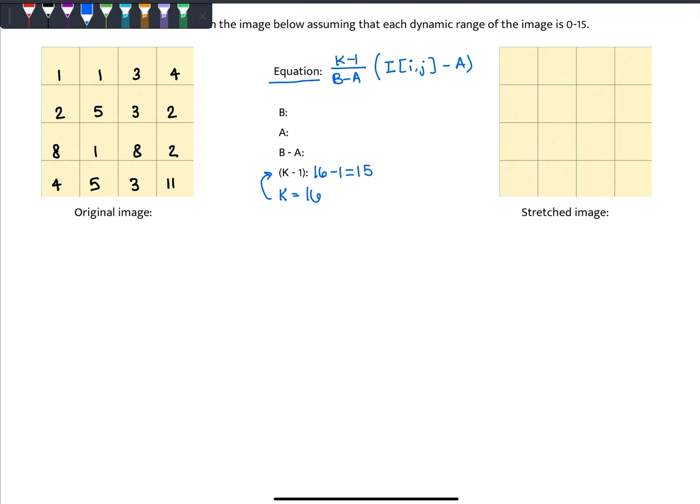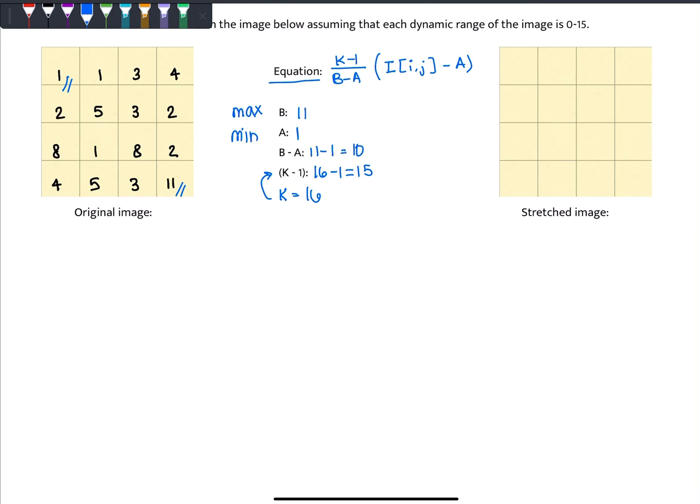And our variable b over here is going to be the biggest value in our original image. So in this case, it'll be 11. Our a is going to be the smallest value in our image, which is 1. So this is the min, and that equals 1. And b minus a is simply going to be 11 minus 1, which is equal to 10.